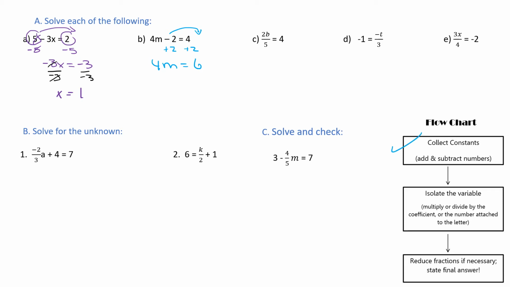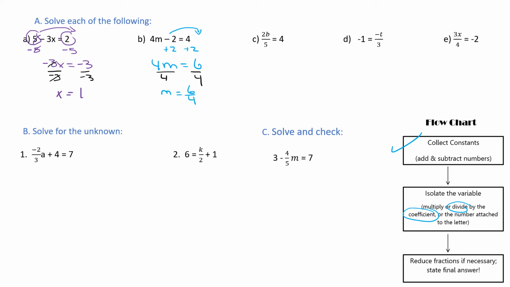So there's step 1. Step 2, isolate the variable. Again, we are going to divide by the coefficient. Our coefficient is a 4. I'm trying to isolate m, remember? So divide both sides by 4. And we get m equals 6 over 4.